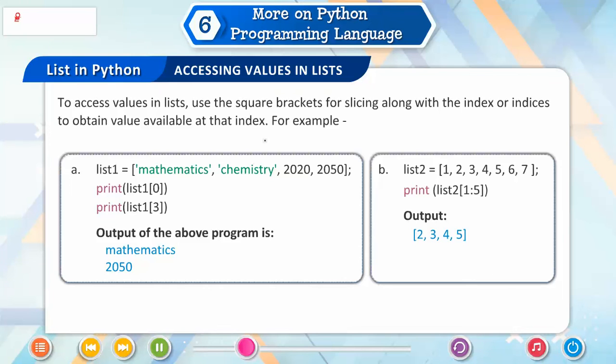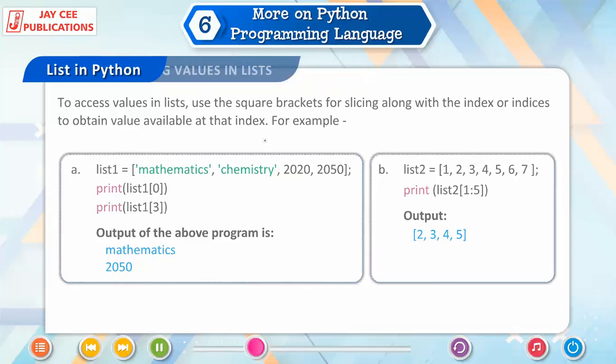b) list2 = [1, 2, 3, 4, 5, 6, 7]; print(list2[1:5]). Output: [2, 3, 4, 5].